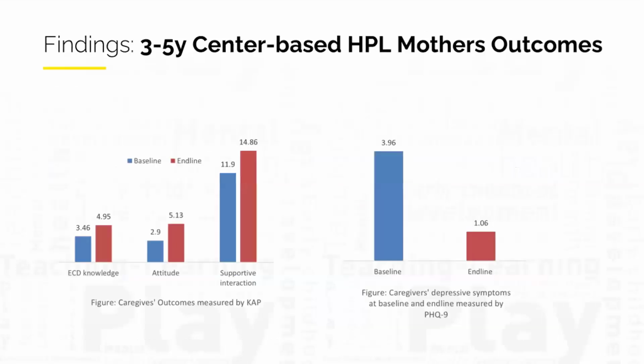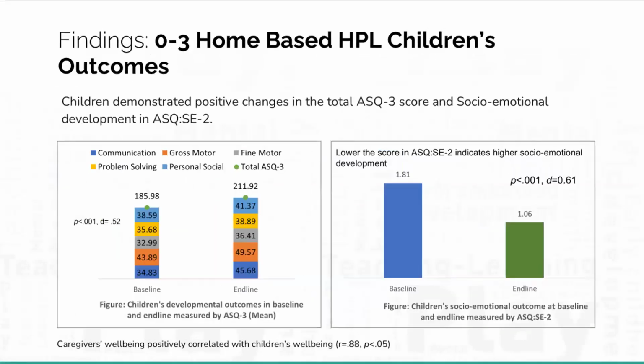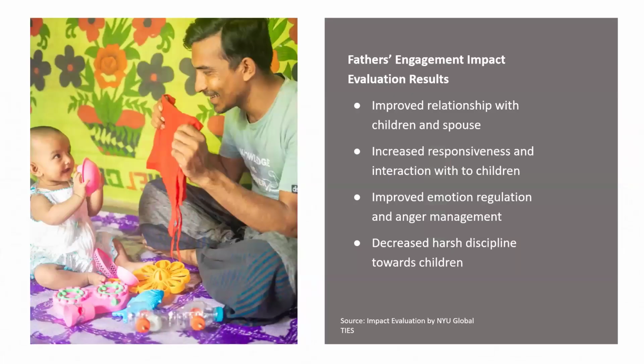I'm not going to go through these findings from our research, but if you look closely, you can see the improvements in the child outcomes and their SEL outcomes, as well as their caregivers. And here is just a snapshot of the findings from an impact evaluation that was conducted by New York University TIES, where we see improved relationships of the fathers with their spouse and their children, and also increased responsiveness with the children, better emotional regulation and anger management.